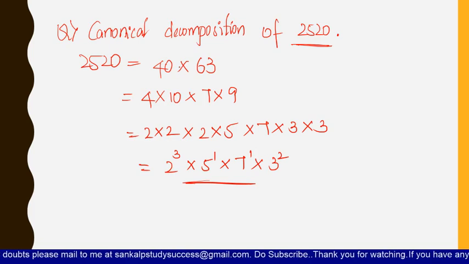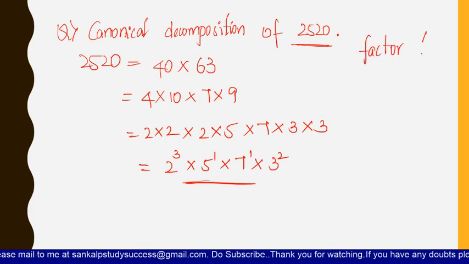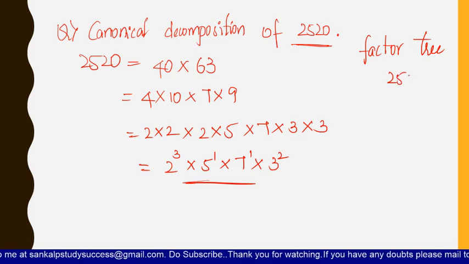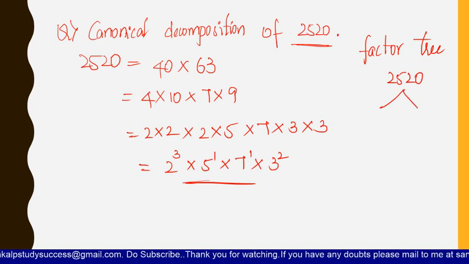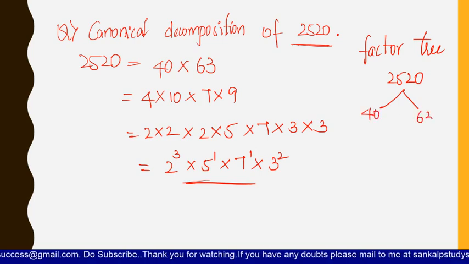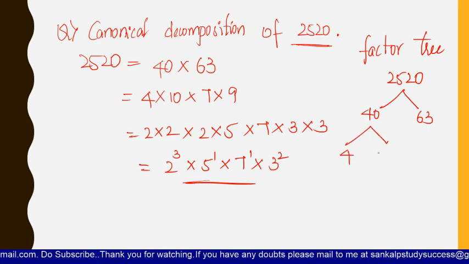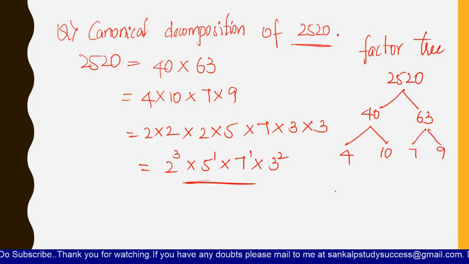Okay, now we are going to draw a factor tree for this decomposition. Factor tree. What is a factor tree? We have solved it for 2520, correct? So first you will write 2520. Then how did you decompose it into two numbers, 40 and 63? You have to write it like this. Now again 40 was divided as 4 tens, right? And 63 was divided as 7 nines.